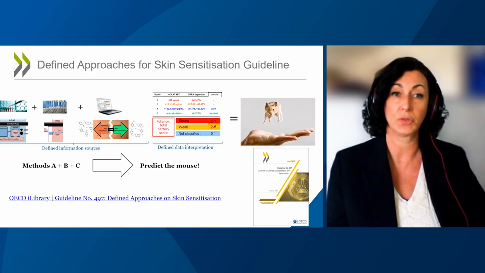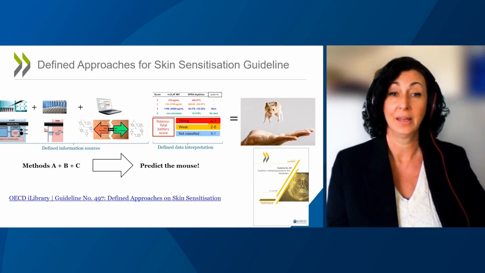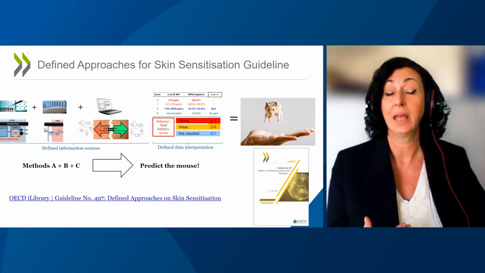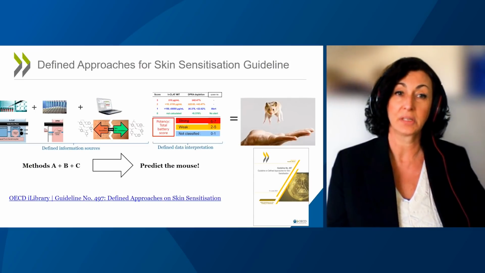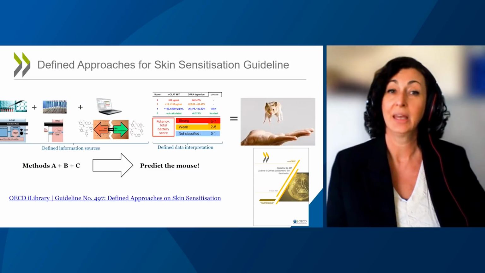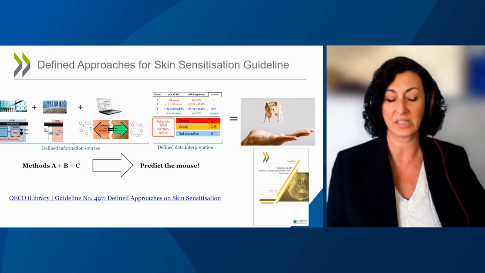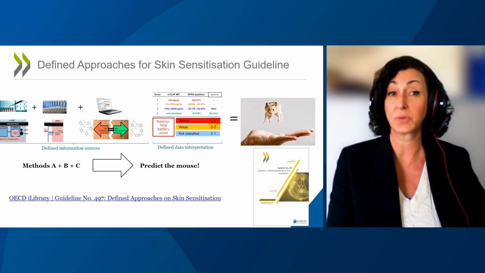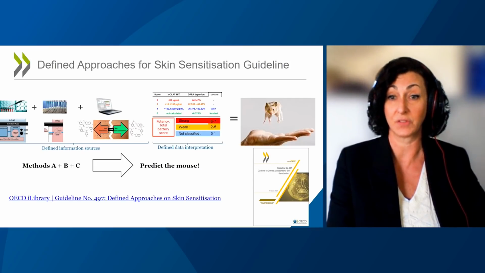In this case, the defined approaches include a few different combinations of tests, but I'd like to bring your attention to one of the defined approaches, which uses two in vitro methods along with QSAR toolbox predictions. These are used in defined combinations, and the resulting data are analyzed using a defined data interpretation procedure, meaning that any two users following the same defined approach for the same chemical should arrive at the same conclusions. And this is really the first of its type of a test guideline that includes an in silico prediction, the results of which are covered by the mutual acceptance of data.